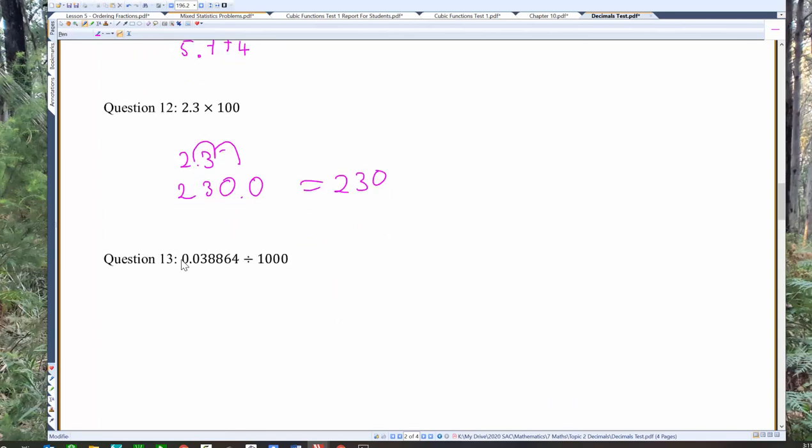This one here, what's going to happen is this decimal point moves to the left or the numbers slide to the right. So we're going to go 1, 2, 3. Decimal point goes there. 0, 0 in the spots. 0, 0, 3, 8, 8, 6, 4.